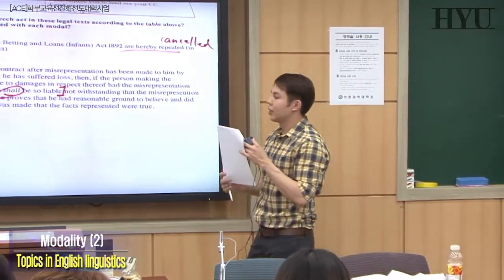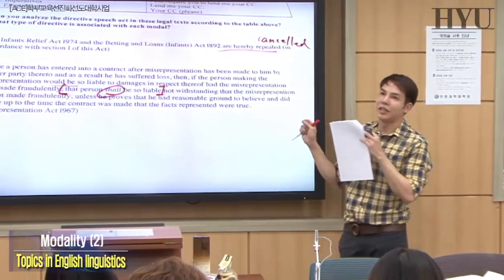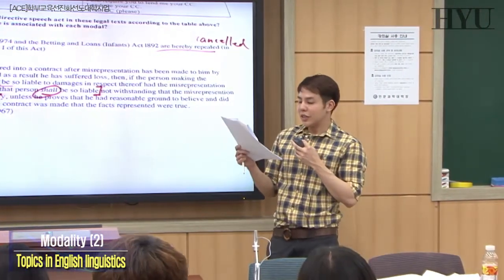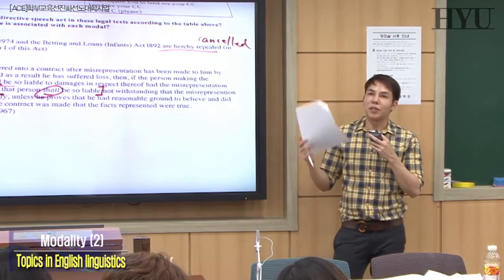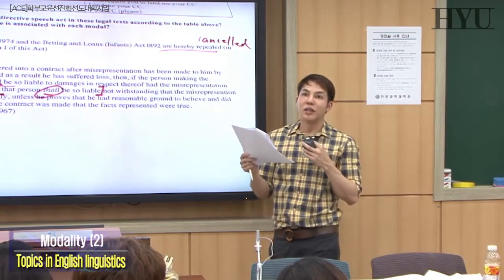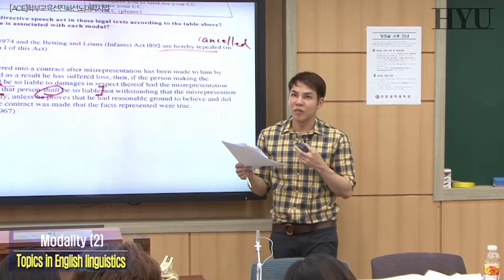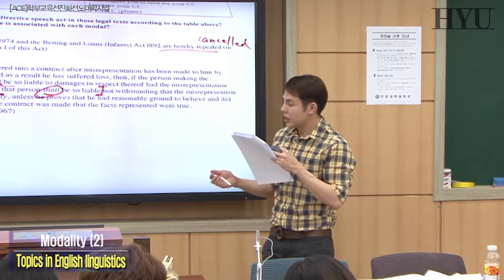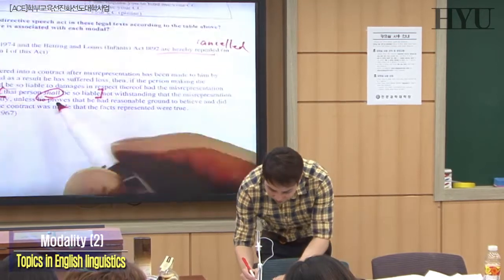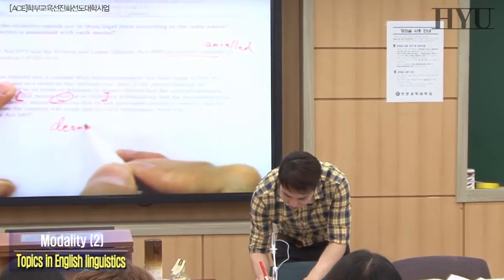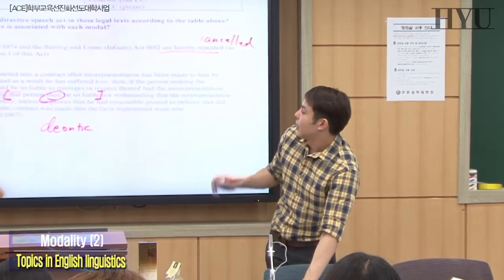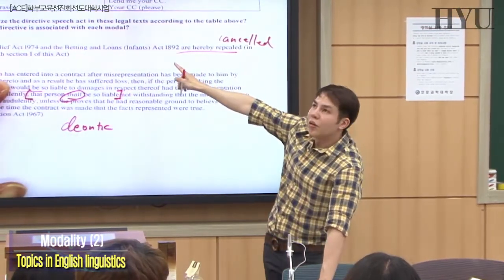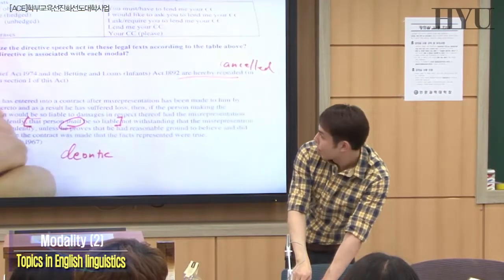Deontic or epistemic? That person shall be... deontic, right? So it's like that person is obliged to be responsible. That person must be responsible for the consequence of the law. So this is deontic, right? And because it states an obligation, in the table we can identify that it's a direct request.